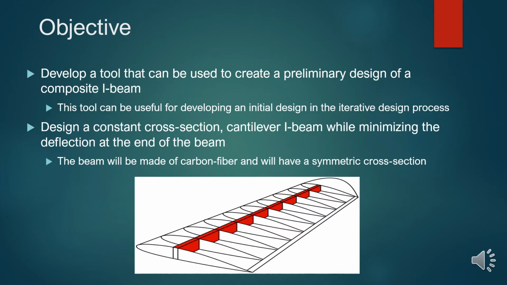The objective of my project is to develop a tool that can be used to create a preliminary design of a composite I-beam. The tool will be useful for developing an initial design in the iterative design process. I'm going to design a constant cross-section cantilever I-beam while minimizing the deflection at the end of the beam. The beam will be made of carbon fiber and will have a symmetric cross-section.